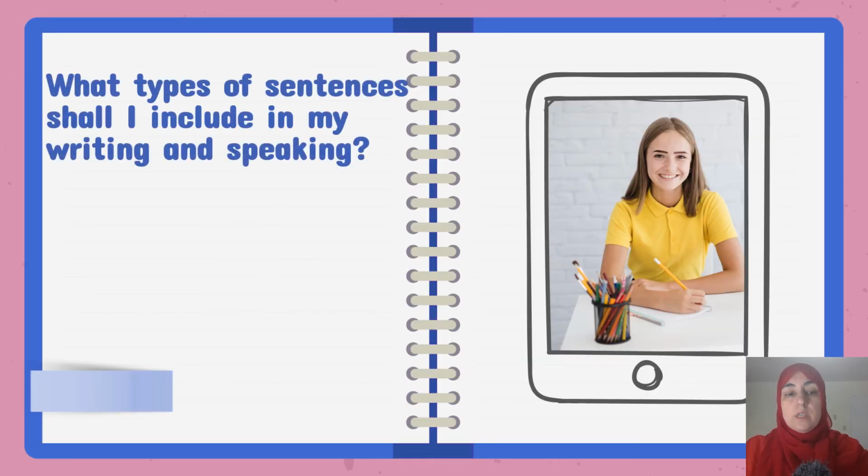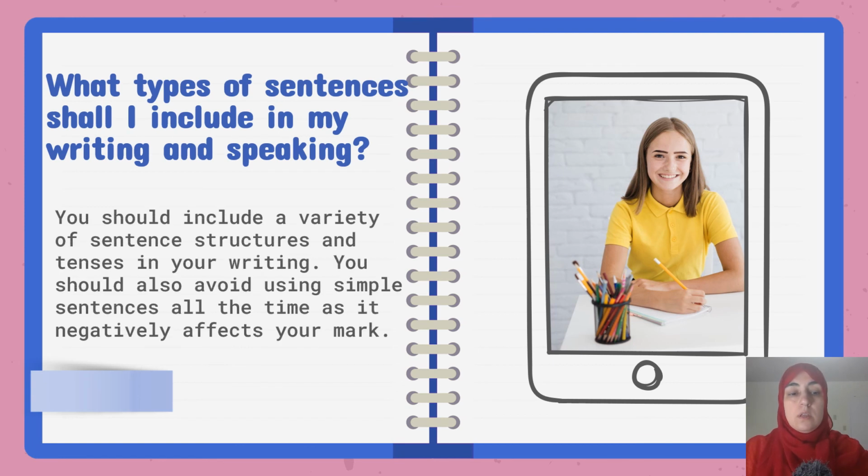So what types of sentences shall I include in my writing and speaking? This is the most important question here. Now, you should include a variety of sentence structures and tenses in your writing. You should also avoid using simple sentences all the time, as it negatively affects your mark. Now, this is very important because many students tend to use simple sentences, unaware that not using a variety of structures would affect their mark. So make sure to put everything, a variety of tenses, sentence structures, etc.